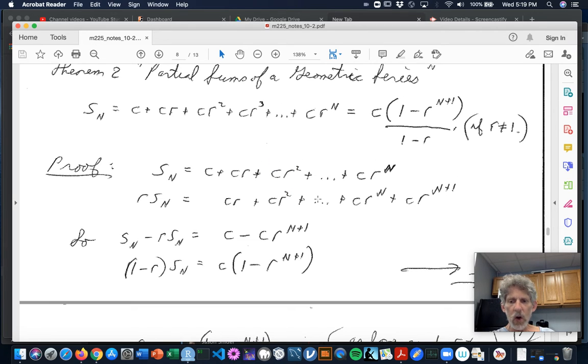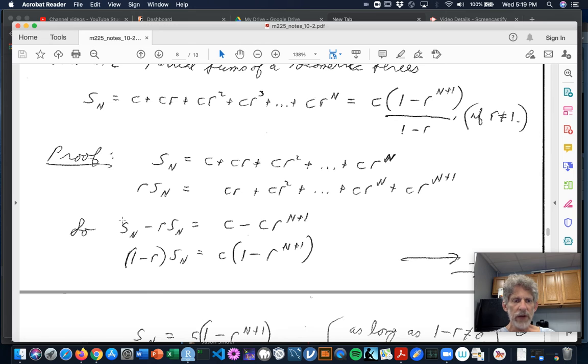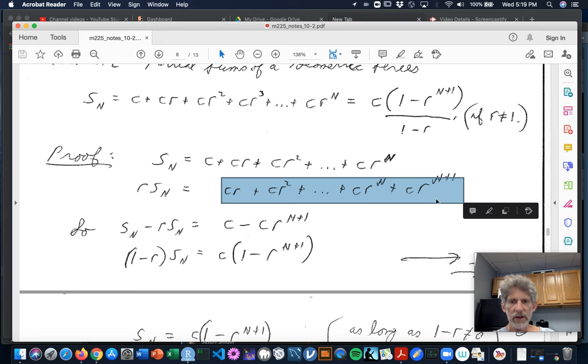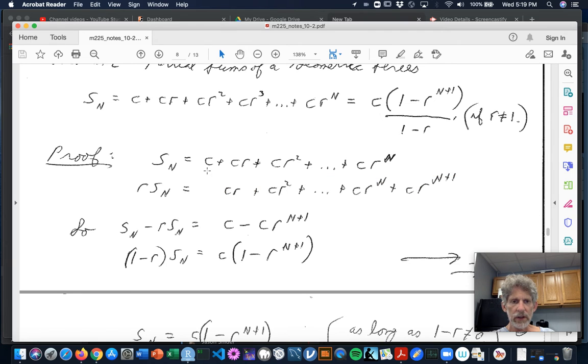Like the cr to the capital N minus 1, when it's multiplied by r, it becomes cr to the capital N, and I'm just writing it under here. And then cr to the capital N gets multiplied by an r, and I just write it out at the end there. And then I'm going to subtract. I'm going to do s sub capital N minus r times s sub capital N. So that means doing this minus this. And there's a whole bunch of cancellation. The only stuff that's left is the c and the minus cr to the N plus 1.